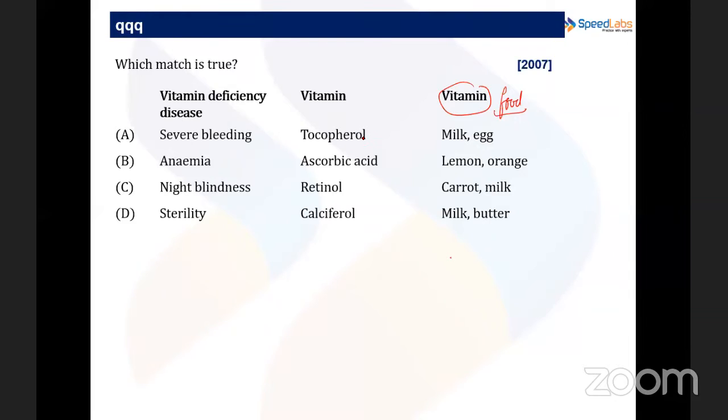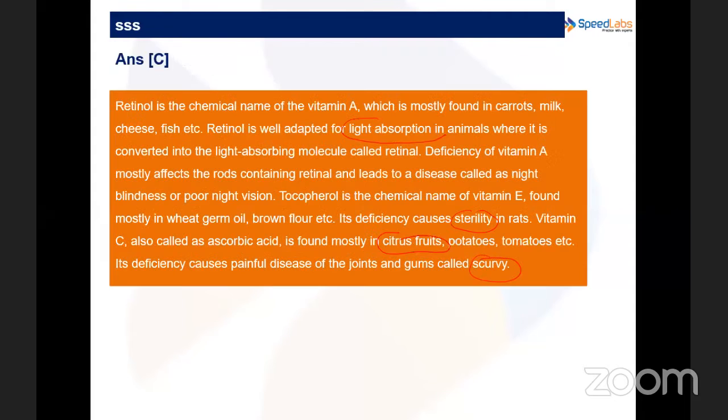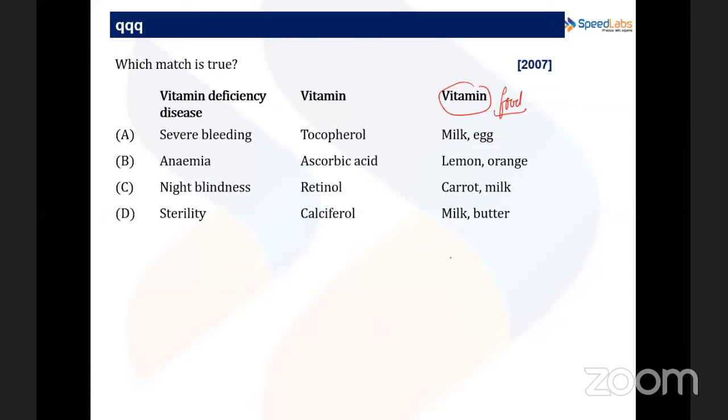Severe bleeding is due to phylloquinone, vitamin K. Sterility is by vitamin E. It is not calciferol, it is tocopherol. This is incorrect. This is correct. This is also incorrect. It is scurvy, not anemia. For severe bleeding, tocopherol should be phylloquinone, vitamin K. Hence, A, B, D are incorrect. Option C is the correct one.